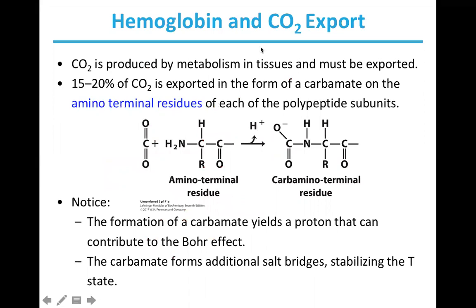So it turns out that hemoglobin also provides a means to export carbon dioxide into the lungs. So it turns out 15 to 20% of all carbon dioxide is exported in the form of a carbamate on the amino terminal residues of each of the polypeptide subunits. So if there are 4 polypeptide subunits in hemoglobin, there's a primary amino group which will be interacting with carbon dioxide. And remember, the way this is going to work is from organic chemistry. Lone pair in the nitrogen will attack the carbon of carbon dioxide.